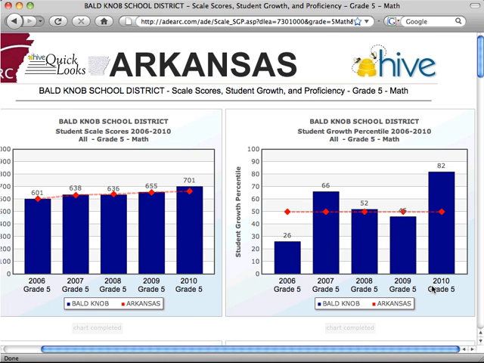Lastly, note how the growth gained from 2006 to 2007 regressed consecutively from 2007 to 2008, and again from 2008 to 2009. This data should lead you to ask the interpretive question of what changes were made that could account for these drastic increases in growth between 2006 and 2007, and 2009 and 2010, as well as what factors influenced the regression from 2007 to 2009.